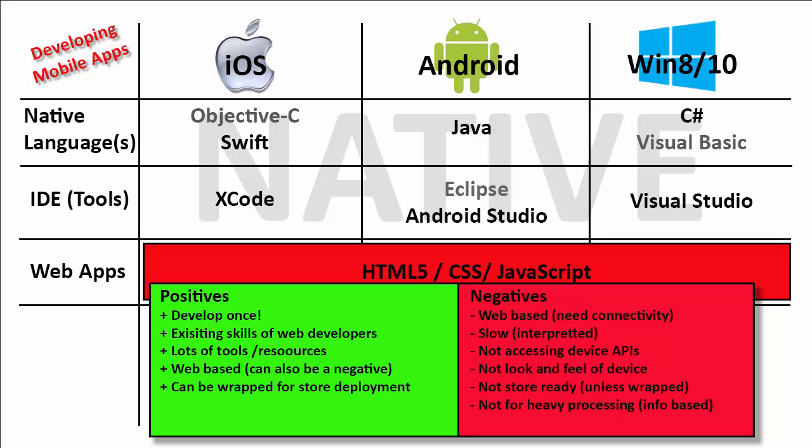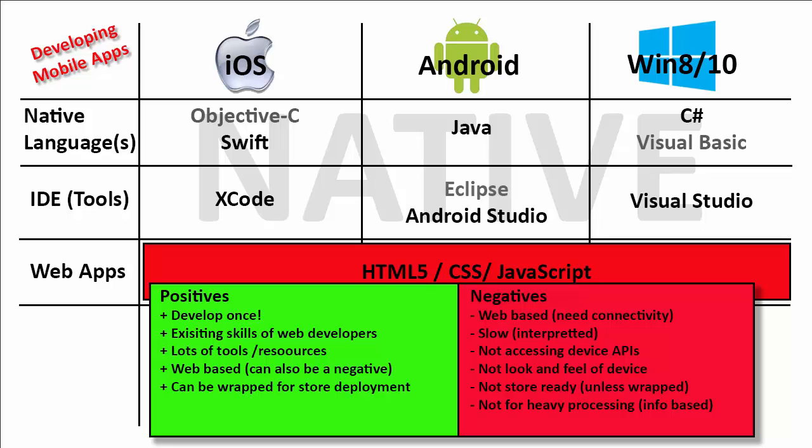We're using the skills that web developers already have, and there's lots of tools and resources available for creating these apps. Now they're web-based, which can also be a negative. So the positive is we're saving storage space on the phone. The negative side is you've got to be connected to the internet to use the app, and your phone has to load it each time, which makes it slower. Now there are ways to take your HTML5 web apps and wrap those with something like Cordova and deploy those to the store and have them install and run locally.